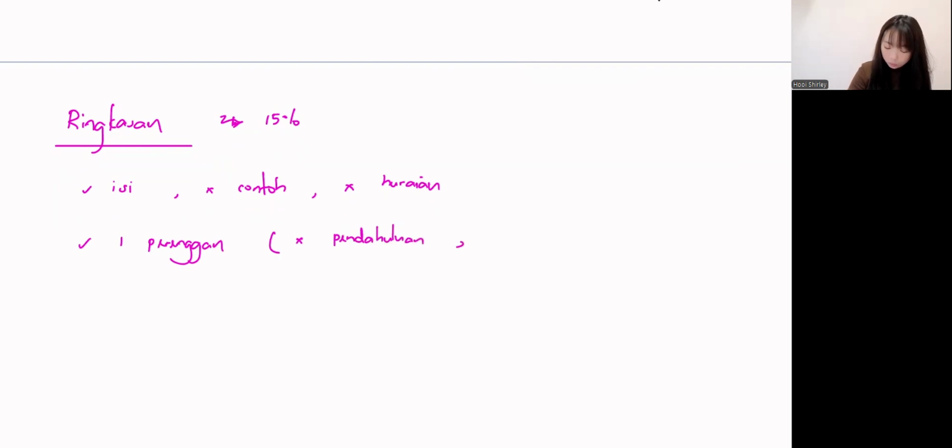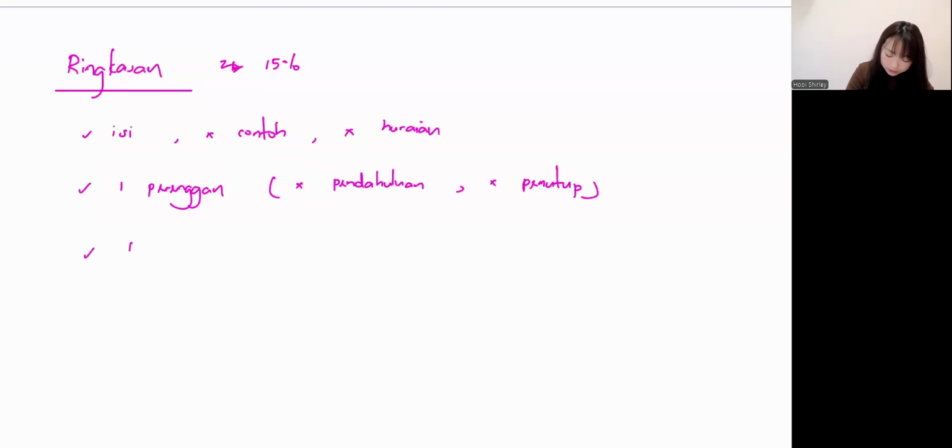And you also do not need penutup. No opening, no closing, just point enough. The 15 marks here was split into 10 and 5. The 10 and 5 indicate how many points you will need to write. The 5 points are for bahasa, and the 10 marks are for isi.